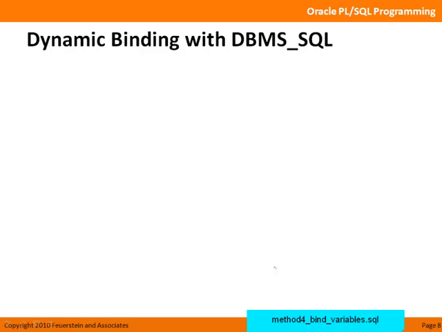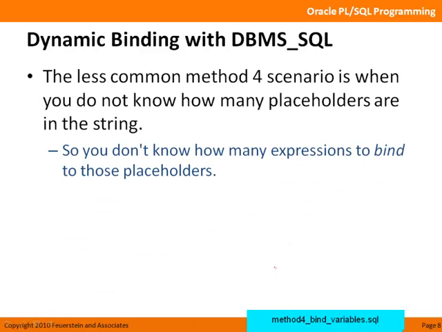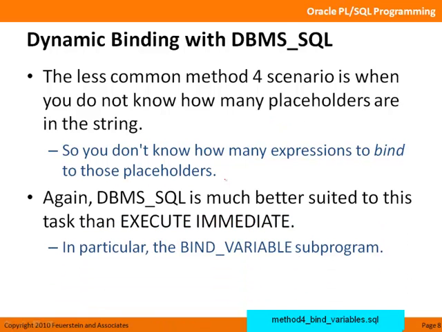Let's take a look at the other aspect of method 4, dynamic binding. So at the time I write my program, I don't even know how many placeholders I've got in my string. Since I don't know how many placeholders, which is a colon followed by a name, I don't know how many expressions I will need to bind into those placeholders. Therefore, I cannot use the EXECUTE IMMEDIATE USING clause because it's static. And instead, once again, I'll use DBMS_SQL. It's much better suited, and in particular what I'll do is take advantage of the BIND_VARIABLE subprogram. Let's take a look.